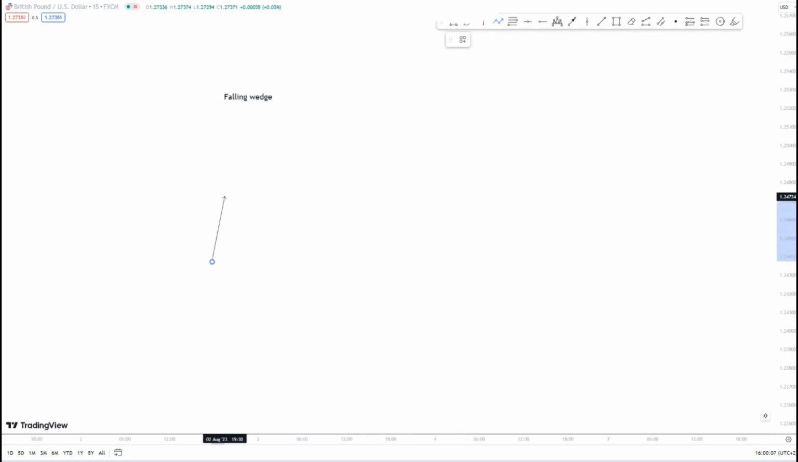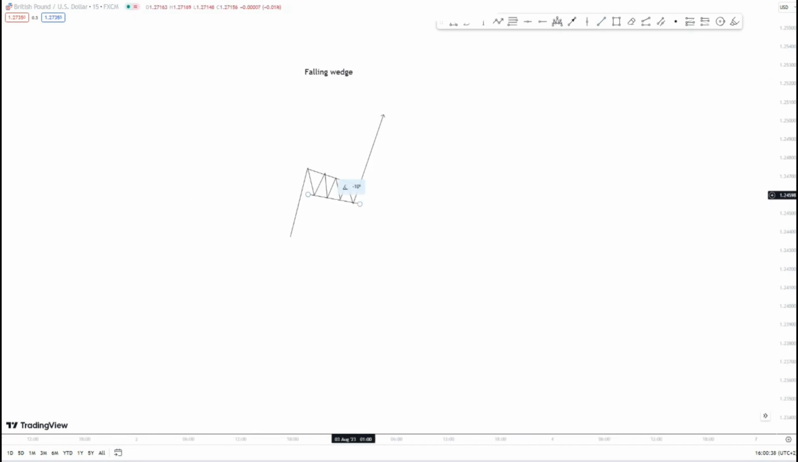You can have an impulsive move and then it's going to act as a correction, and then you're going to get your impulsive move again. So you're going to have your trend line drawn like this just to show your pattern. And this is what we call a falling wedge. The reason why it's called a falling wedge is because price goes up and then it starts to fall and then it goes up again.